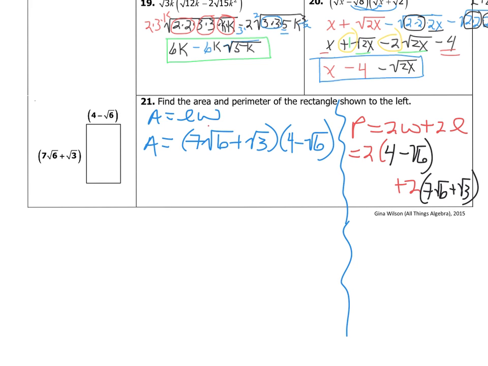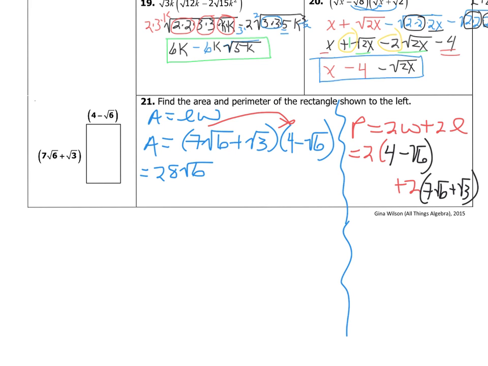Okay, so right here I have 7 times 4, because remember we're going to do coefficient to coefficient, so 7 times 4 is 28. And then I don't have a radical to multiply to the 6, so 7 times 4 became the 28, and then you tack on the radical 6.